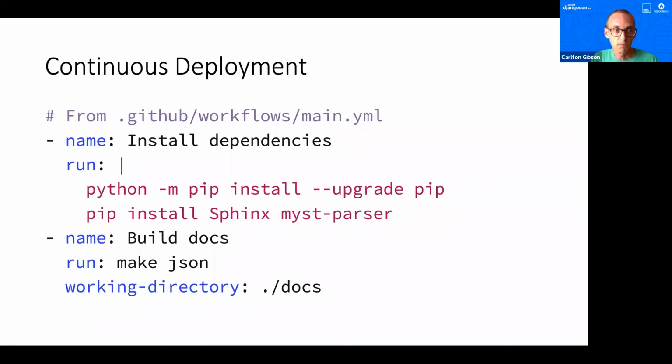Let's have a look. These are just two of the steps from the workflow. As I say, the full file is in the repo, you can just look at it. We install the dependencies: pip install --upgrade pip. I do that because I don't like it when pip shouts at me if it's not updated. Then we install Sphinx and the all-important MyST parser. And then from the docs directory, we just use the Makefile to make the JSON, and that builds the output. You don't have to use the Makefile, but it's simpler than the actual Sphinx command.